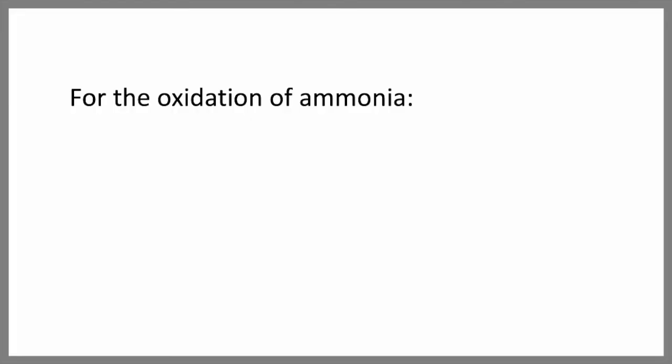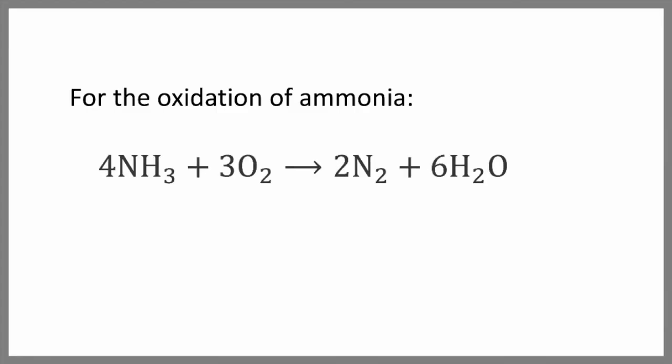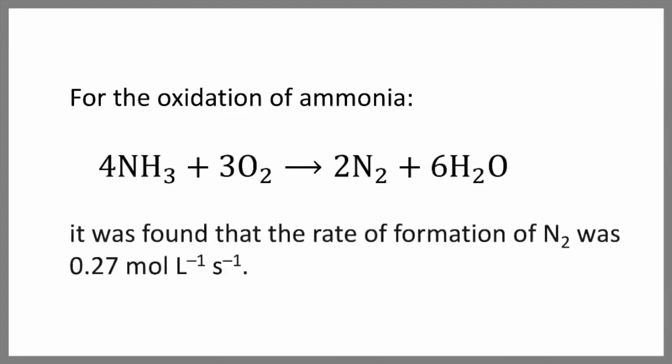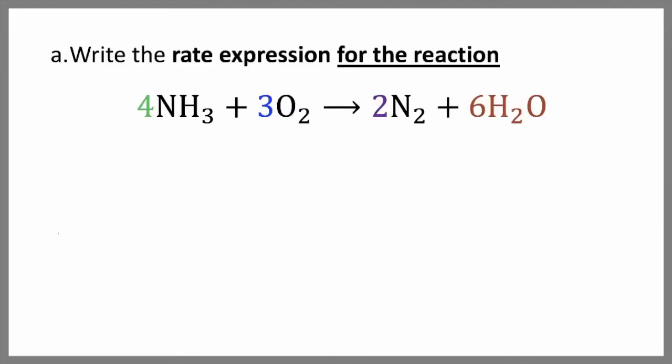So here's an example. The oxidation of ammonia is represented by this equation here. Say that it was found that the rate of formation of nitrogen was 0.27 moles per liter per second. The first thing that we are asked to do is write the rate expression for the reaction.